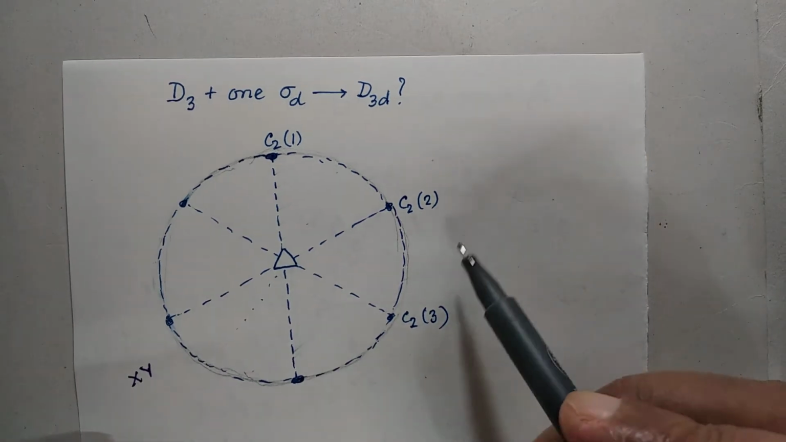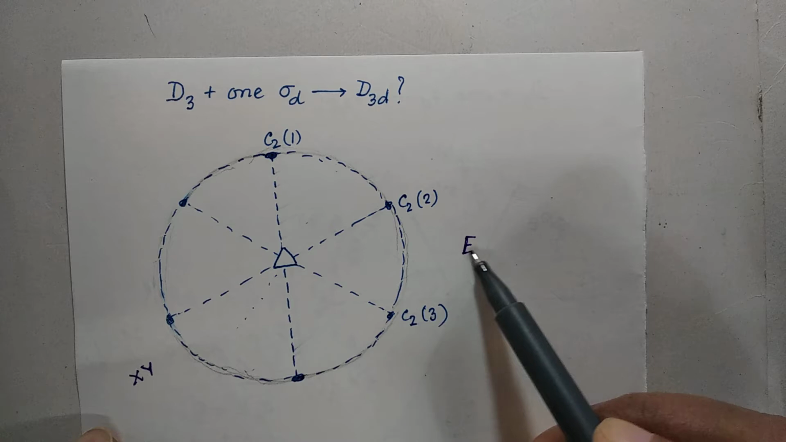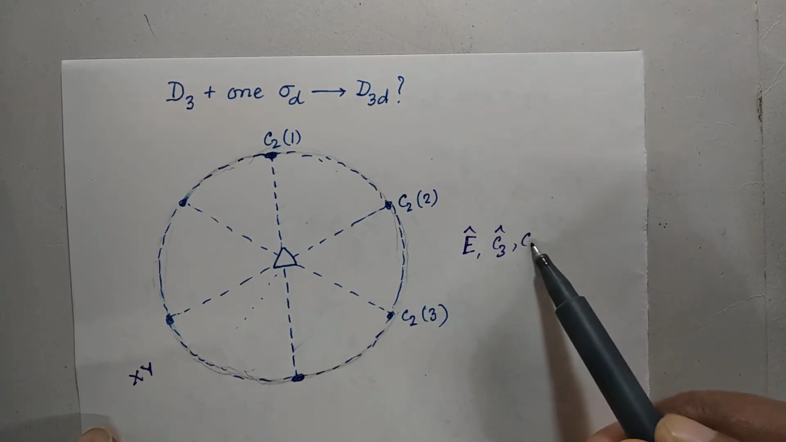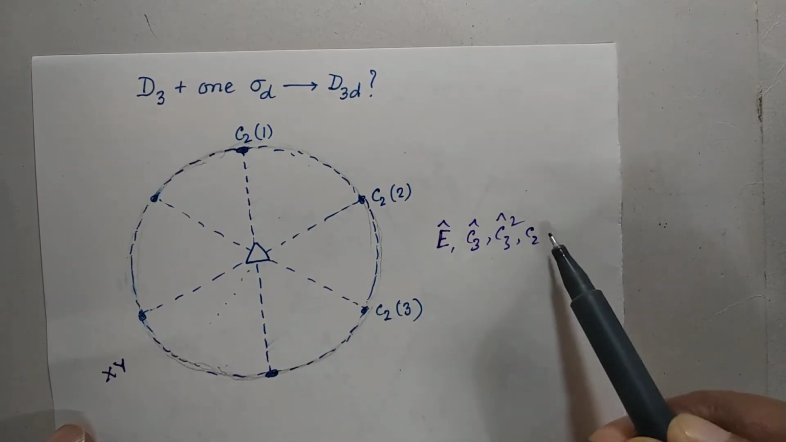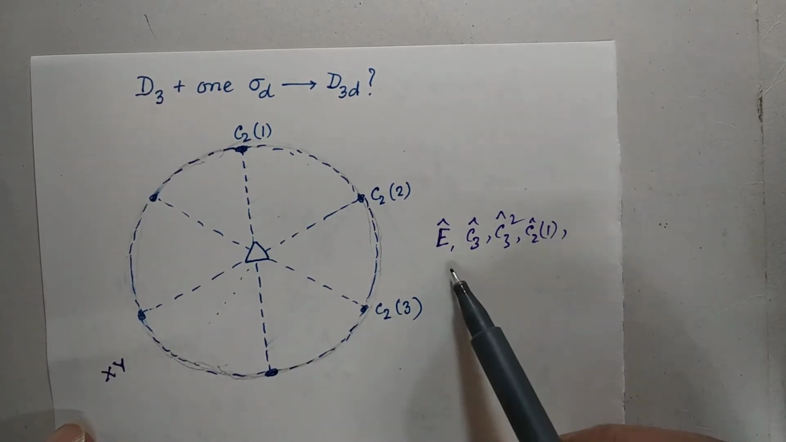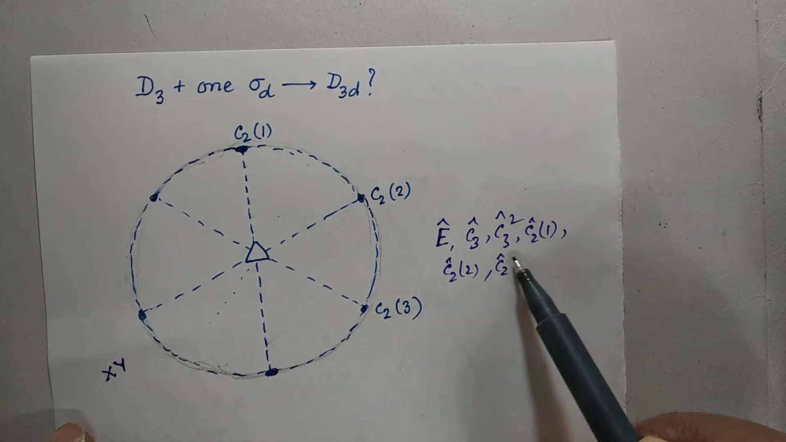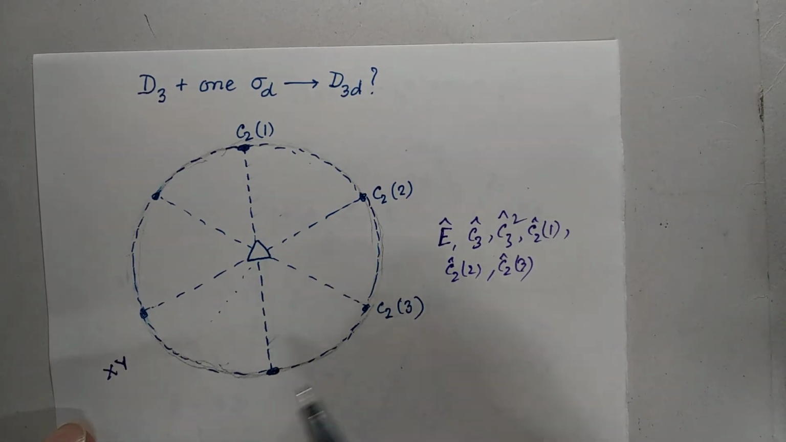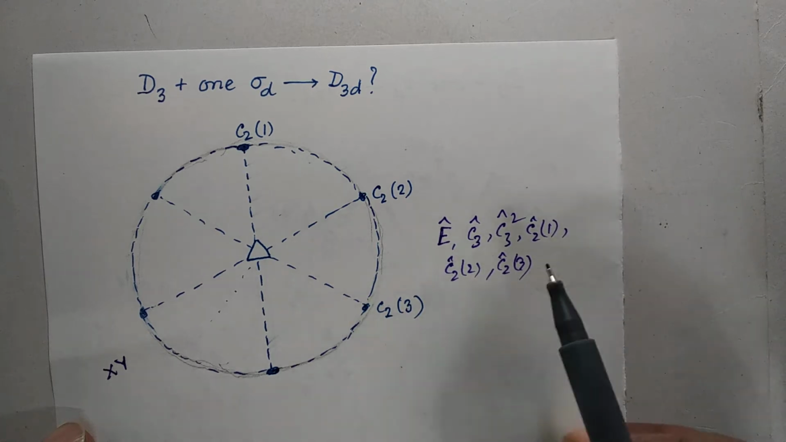We have the symmetry operators: identity, C3, C3 square, C21, C22, C23 for the D3 point group. These are the symmetry operators of D3 point group.